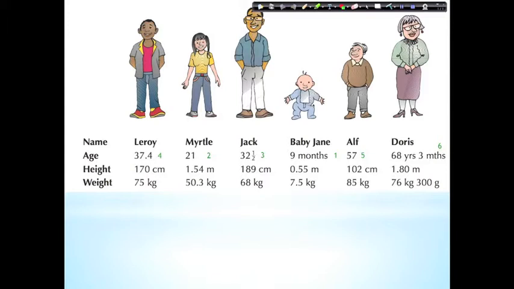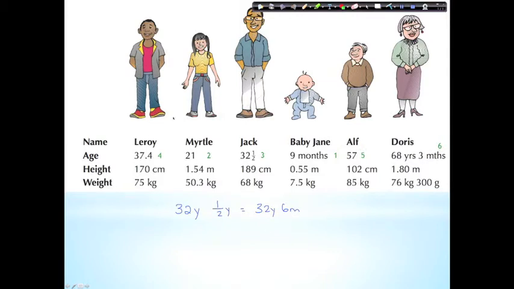If we just have a look, there's one here, Jack, whose age is as a fraction. And then we've got Leroy, whose age is as a decimal. So if we just think about this for just a moment, 32.5 is going to be 32 years, and then also half a year. And we know that half a year is 6 months, so that's 32 years and 6 months. Okay, so now it's in the same form as Doris, Alf and Baby Jane.